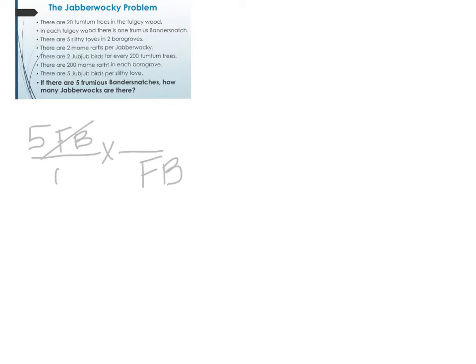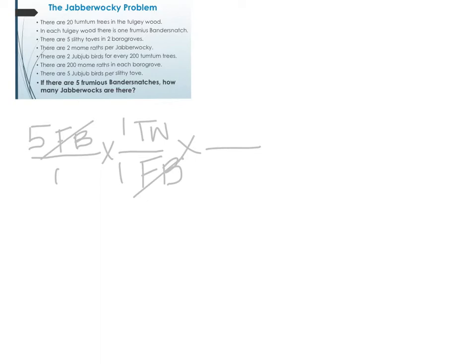So it said that 1 Frumious Bandersnatch is equal to 1 Tolgi wood. And this is what I mean by equivalence statement. 1 Tolgi wood is the same as, or equals, 1 Frumious Bandersnatch. Now I can cross off the Frumious Bandersnatches, and I'm at Tolgi wood. That's not what I want to end up with, though, so I need to figure out how I am going to get rid of Tolgi wood. Well, let's look back here and find where Tolgi wood is. Okay, so in the first statement, it says there are 20 tum-tum trees in the Tolgi wood.